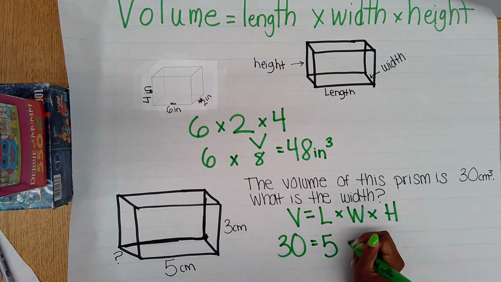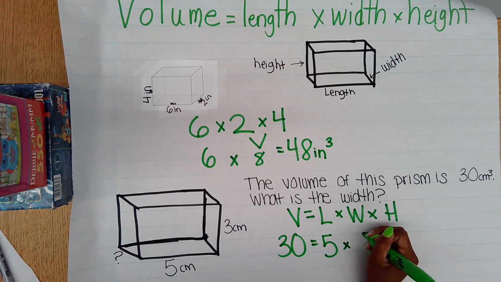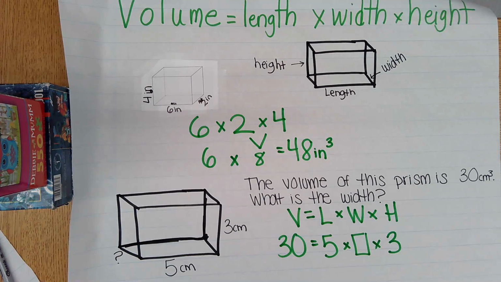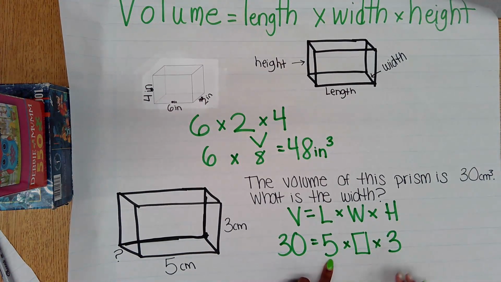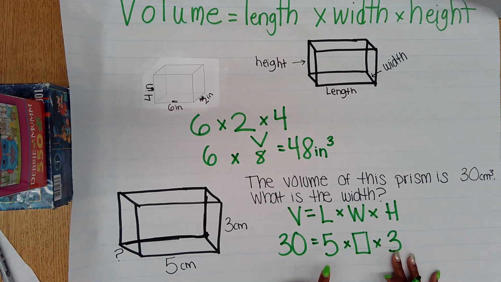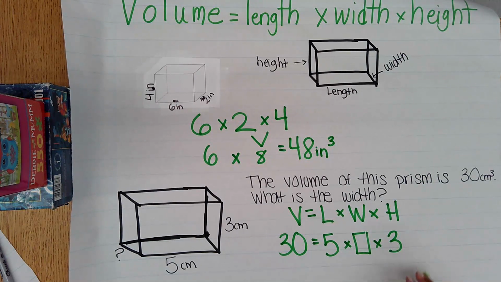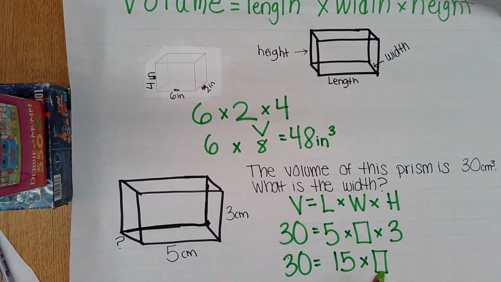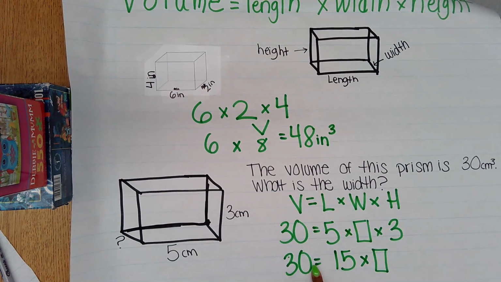I don't know the width, but I know the height is 3. So then I can take these 2 dimensions and I can multiply them. So 5 times 3 gives me 15. I still have a volume of 30. So now I have 15 times something equals my volume of 30.